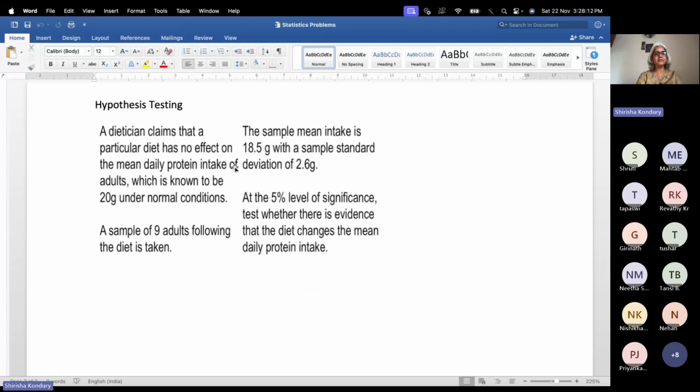And we'll now move to hypothesis testing. And I know hypothesis testing is only for AI students. But the AA students, if they are looking at any exploration where they are including hypothesis testing, then this might be useful. So the first test is saying that a dietitian is claiming that protein intake is 20 grams, and then a sample is taken. And the sample mean and standard deviation is given at 5%. So we are checking whether the mean is changing or not. And the test that we use for comparing the mean is the t-test. And here it's a one sample because we have only taken one sample of 9 adults.